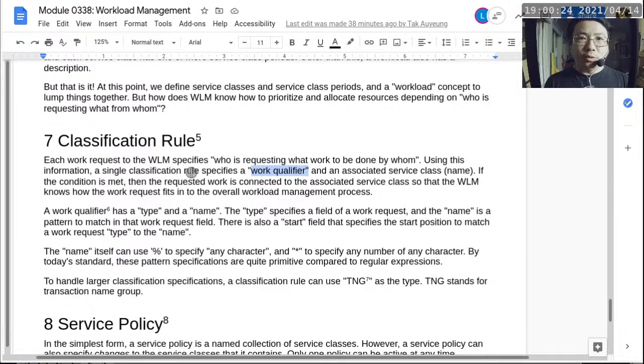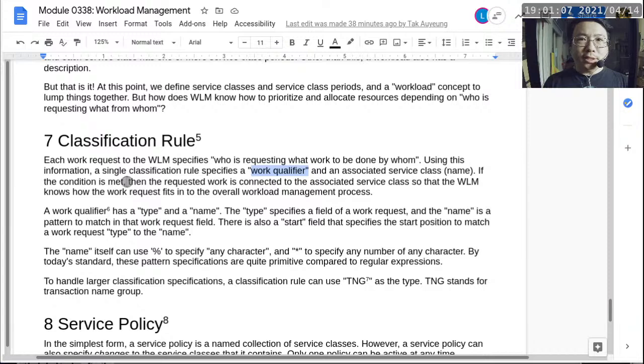So a classification rule is basically looking at all the incoming work requests. It tries to match up and see which rule fires. Basically a rule has a condition that specifies a particular work qualifier, and the work qualifier can specify the client. It can also specify the worker, the server, and it specifies a particular pattern. It doesn't have to be a pattern. It can be a very specific term that they call a name. We'll talk about that in just a little bit.